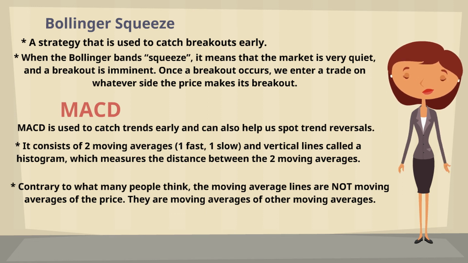Second indicator is MACD. MACD is used to catch trends early and can also help us spot trend reversals. It consists of two moving averages, one fast, one slow, and vertical lines called a histogram, which measures the distance between the two moving averages. Contrary to what many people think, the moving average lines are not moving averages of the price. They are moving averages of other moving averages.